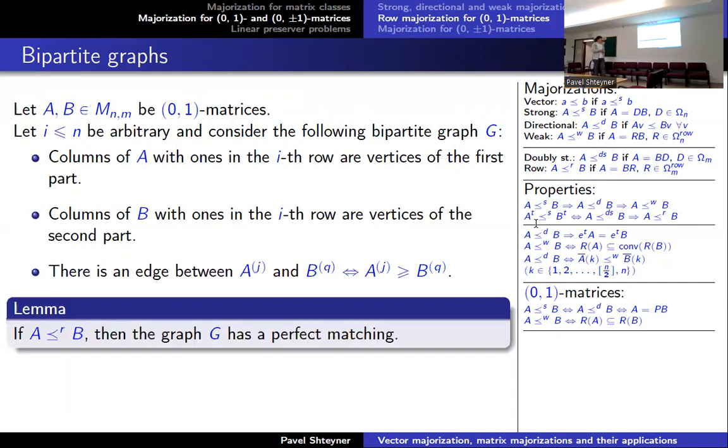So in this case, if you construct the graph, what are these j and k? This is the j-th column of A. You take any two indices and you compare the columns. If the column in A is larger than the column in B, then you draw an edge in the graph from the first part to the second part. Well, it's an undirected graph. The first two bullets define the vertices.